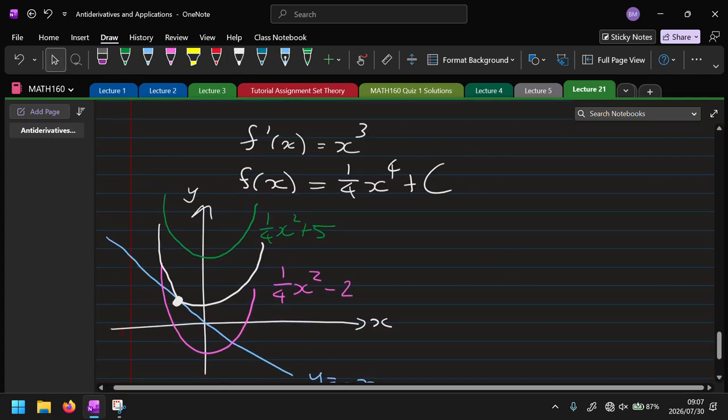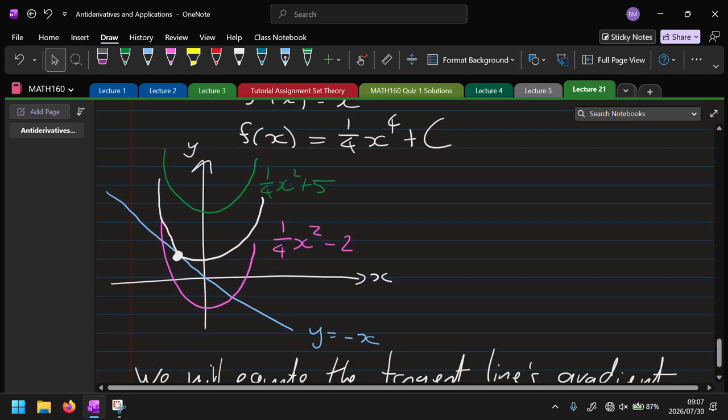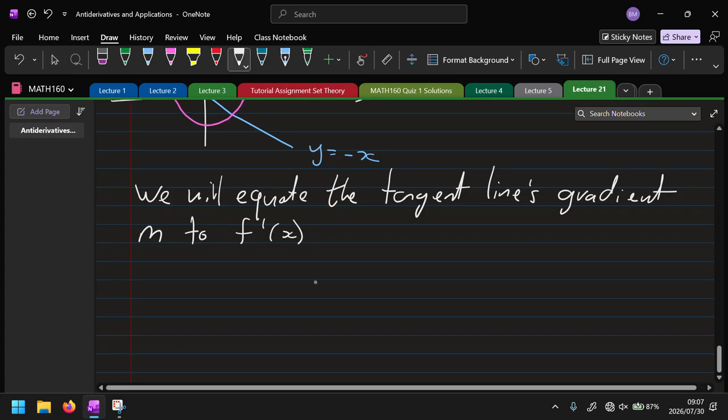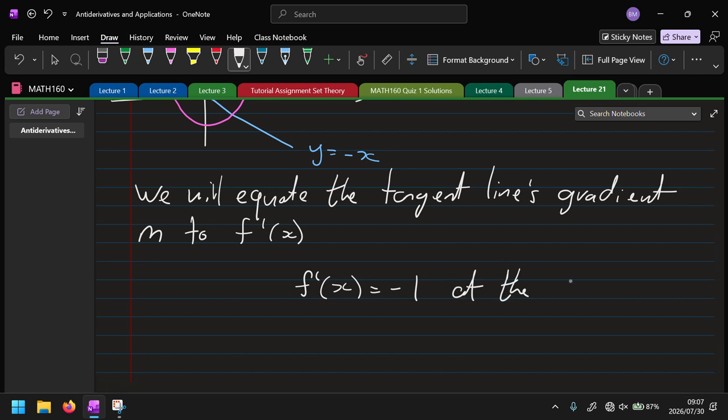Okay, so what is the tangent line gradient? Well, we wrote it over here. y equals minus x. The gradient is just minus 1. So at this point that we're interested in, the tangent line has gradient minus 1. F prime should also be minus 1. So they're the same. So at the tangent point, the derivative matches the tangent gradient. That's how we found the tangent line all those weeks ago.